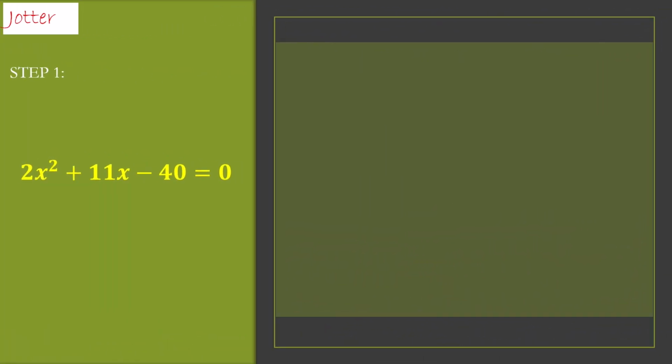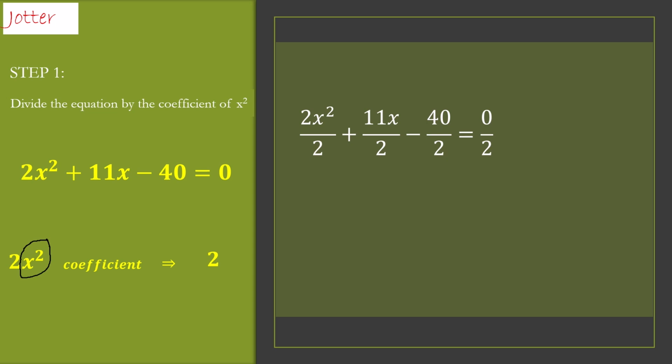The first step in the completing the square method is to use the coefficient of x squared to divide through the equation. And what is the coefficient of x squared here? That is, if you remove x squared, what is left is the coefficient, and here it is 2. So we are going to use this 2 to divide through the equation, that is 2 dividing both left and right hand side.